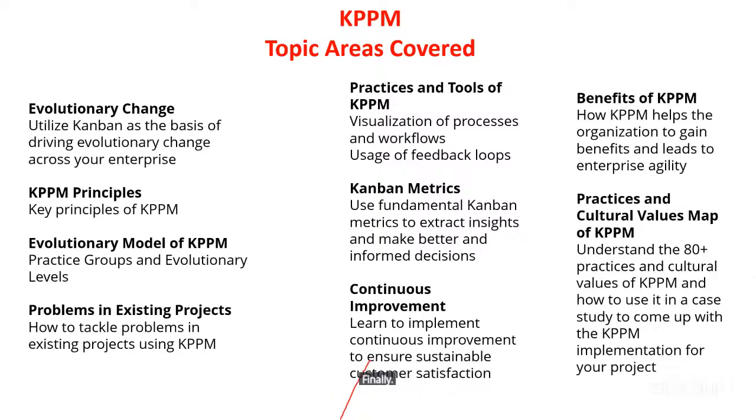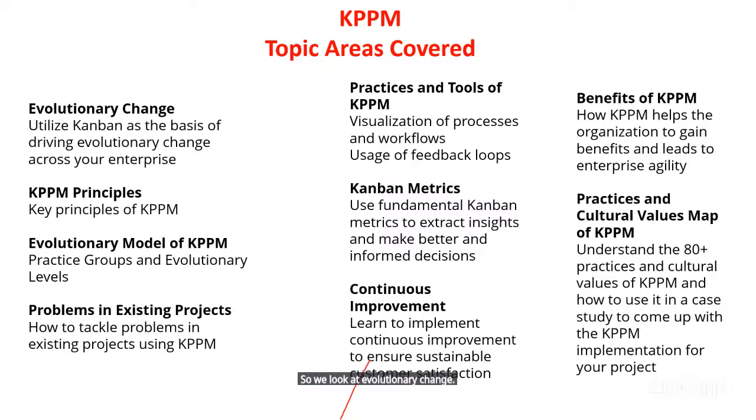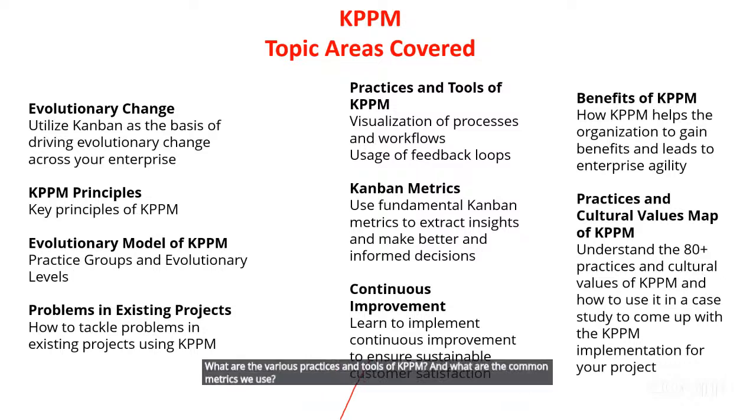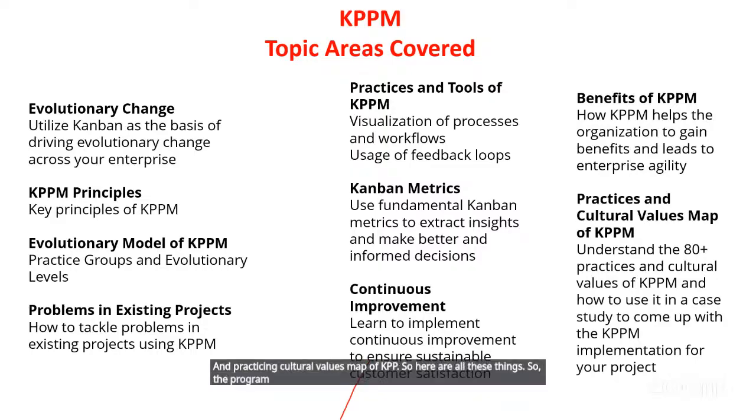Finally, the last slide. What are the topic areas covered in this one-day program KPP? So we look at evolutionary change. We look at KPPM principles. We look at the evolutionary model of KPPM. We then look at problems in existing projects. What are the various practice and tools of KPPM? And what are the Kanban metrics we use? What are the continuous improvement? The benefits of KPPM? And practice and cultural values map of KPPM. So we have all these things. So the program may be a one-day program or a two-day program, depending on what are all the topic areas that we cover.